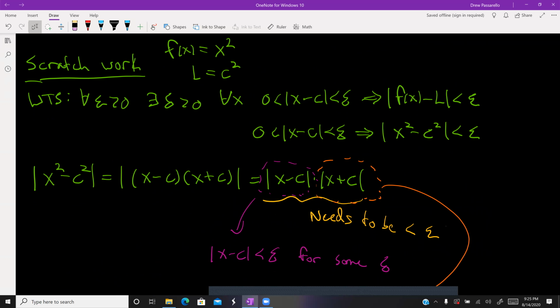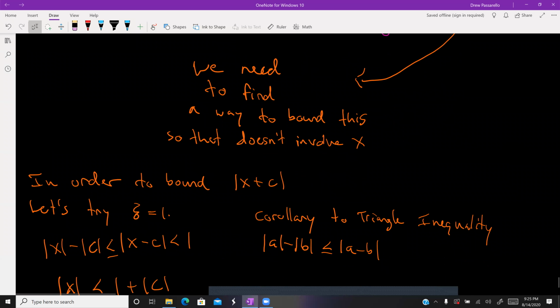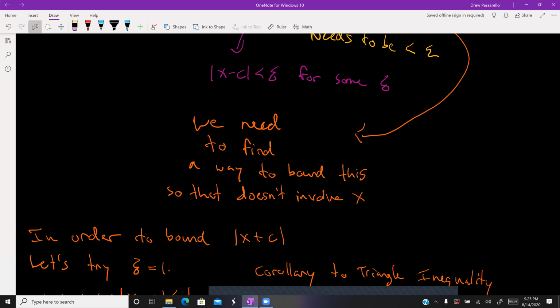we need the absolute value of x squared minus c squared to be less than epsilon. By difference of squares, that's x minus c times x plus c. Well, we know we can make x minus c to be less than delta. So then we need a bound for the x plus c. All right, and this bound needs to not involve x. Now it can involve c because c is just some static value.